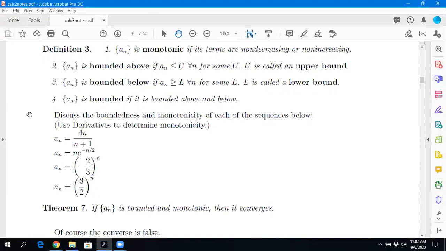So the sequence a_n is monotonic if its terms are non-decreasing or non-increasing. That's sort of an awkward way to say that. So non-decreasing, what am I talking about? What is it never allowed to do? Go down, strictly down, okay? So it could stay the same, or it could go up at times, or stay the same for a while. That's what non-decreasing means. Non-increasing is just the opposite of that. So it never goes up. It always is either staying the same or going down, okay?